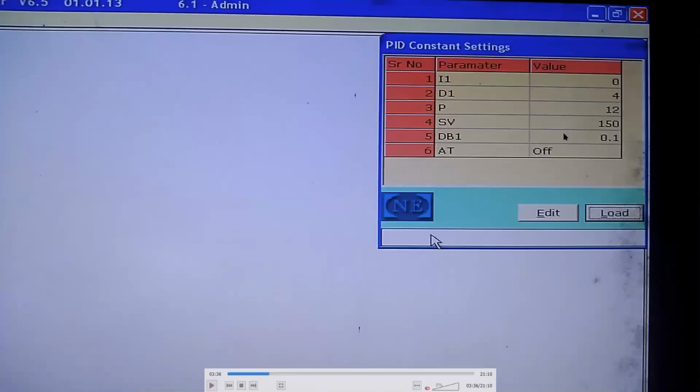So now I have changed the constant. I have increased the proportional constant, Kp, to 12, and the derivative constant is the same, equal to 4. Okay, so we will see, if you increase the P value, what is the effect on the output.